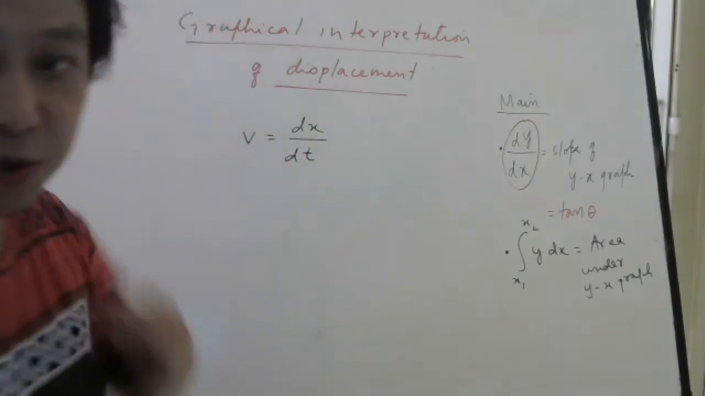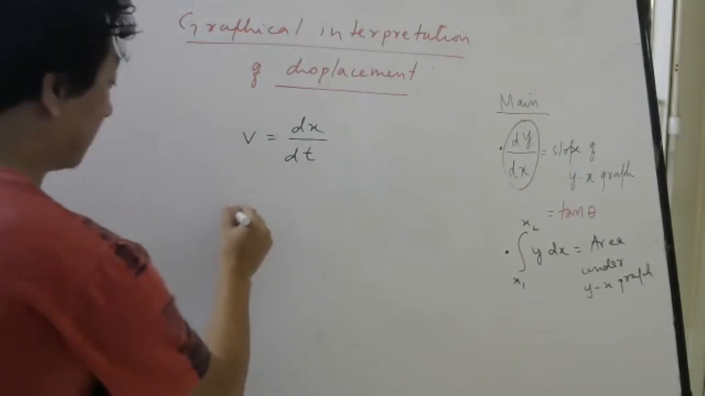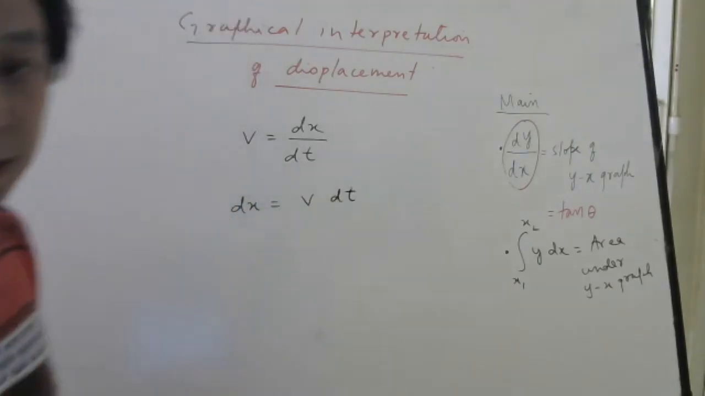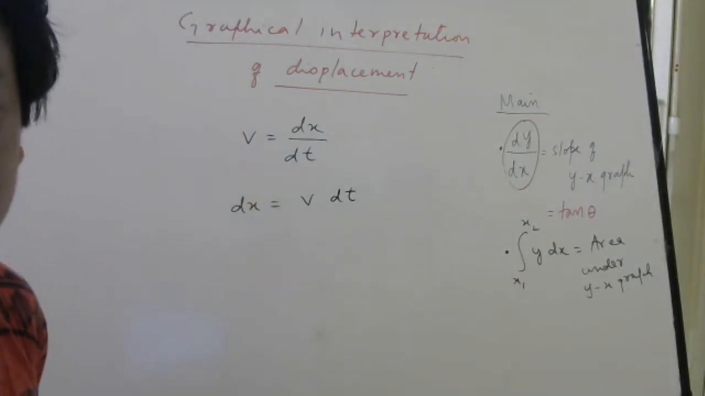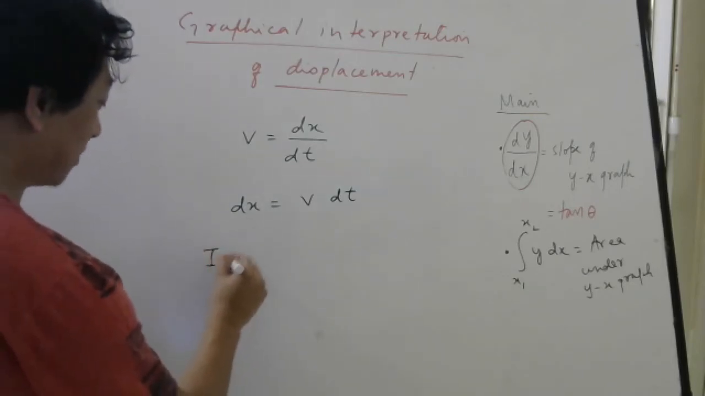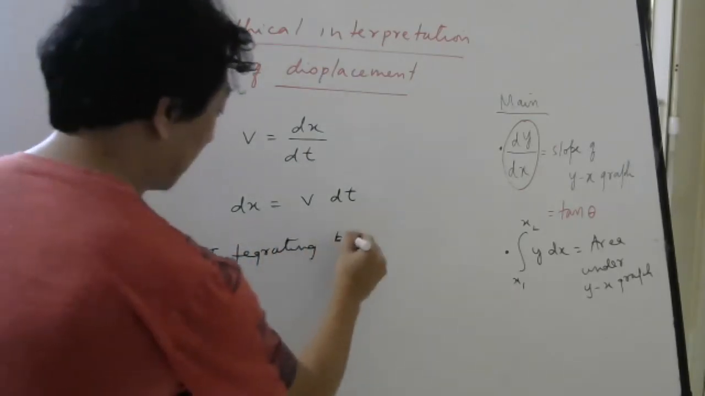Again, please assume motion in one dimension right now. Let us cross multiply. Any problem in this step? Understood the step? Okay. Now let me integrate both sides. Integrating both sides.